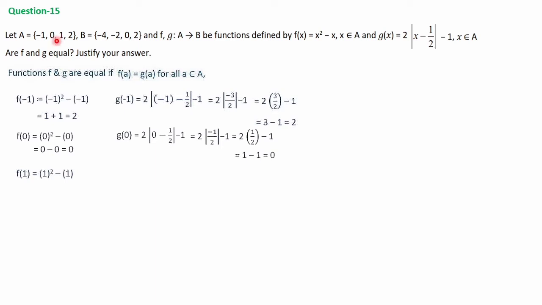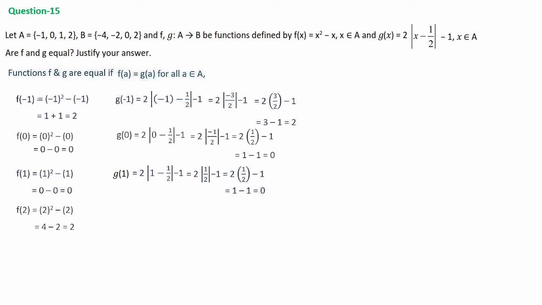If you put 1 here as input, again 1 square minus 1 is equal to 0. And next is g of 1. If you take g of 1, that is just remove x and put 1. So 1 minus 1 by 2 minus 1, that is equal to, when you do the calculation, I am not explaining much here, you know how to do the calculation. So finally you will get 2 into 1 by 2 minus 1, that is equal to 1 minus 1, will be getting as 0.